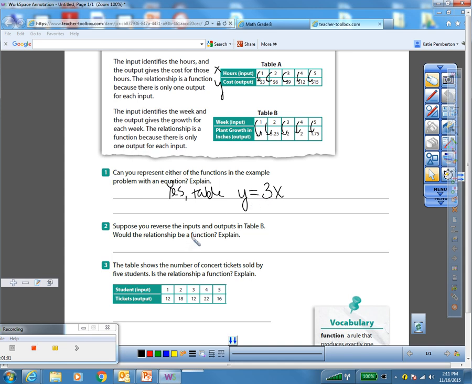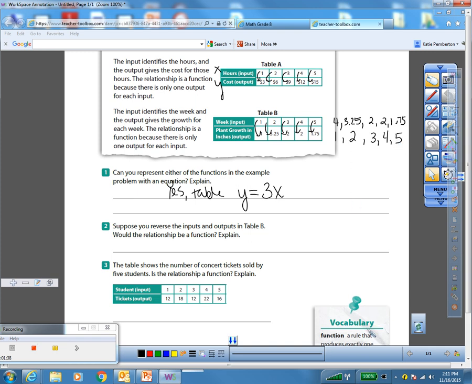As you go to number 2, it says suppose you reverse the inputs and outputs here. So now, instead of these inputs being on top, they're going to be down below. I'm going to switch them just so we can visually see our outputs. Let's see, 2, and then 1.75. And that would match with what was your input. So we're just switching these. That's what the problem's asking, if it's still a function after you switch them.